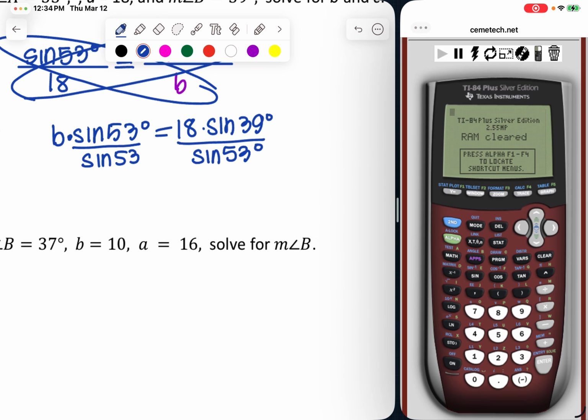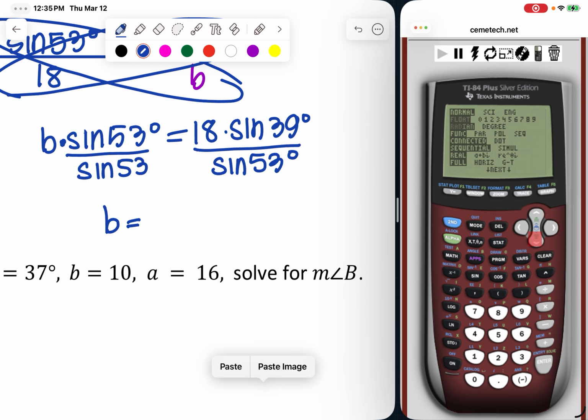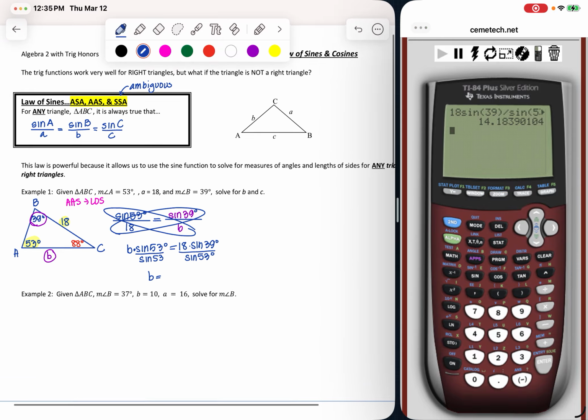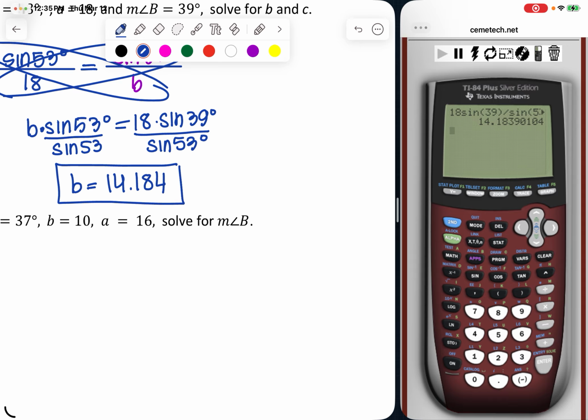All right, so first off, this is degrees here that I'm typing in my calculator. So I want to make sure my calculator's in degree mode, which mine is not because it restarted. So we go to degree mode, hit enter. Okay, and now I'm going to type this. So 18 sine of 39, close the parentheses on the 39, divided by sine of 53, close parentheses, hit enter. And we're rounding all of our answers to the nearest thousandths. We're doing 3 decimal places for everything. All right, so that is 14.184, and that's the length of side B.